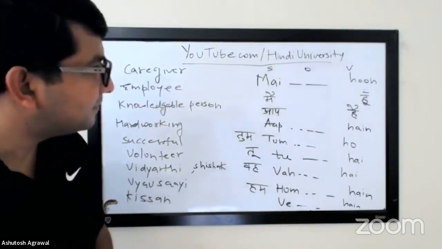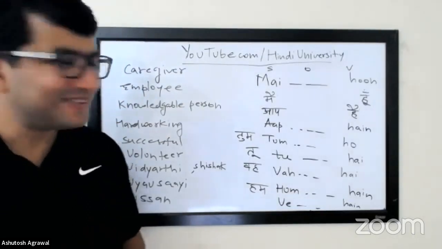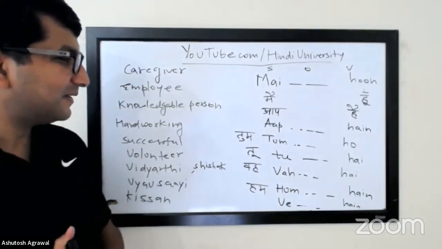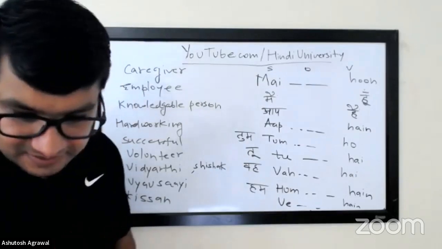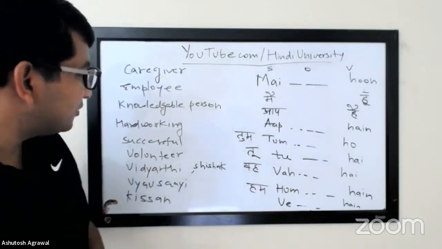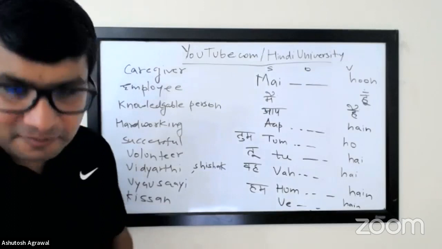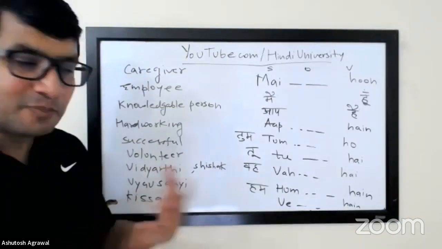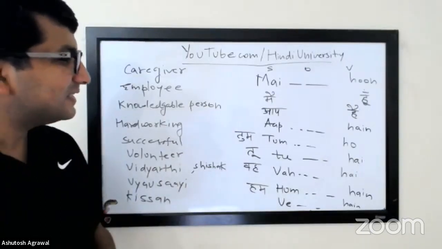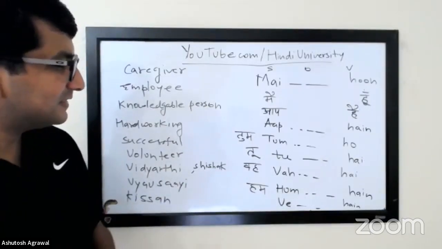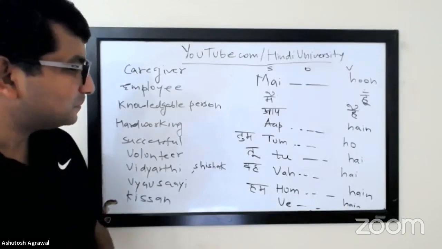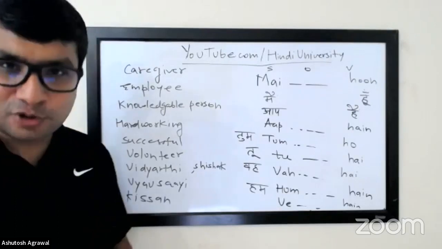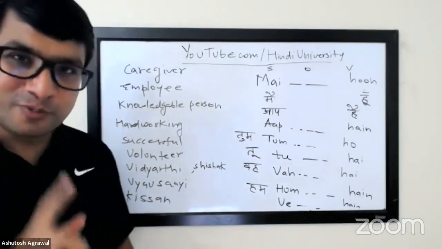एक minute. 1 minute, okay. वहाँ knowledge person है. वह knowledgeable person है. Okay, amazing. Couple more. Try some more. हम volunteer है. हम volunteers है. Amazing.